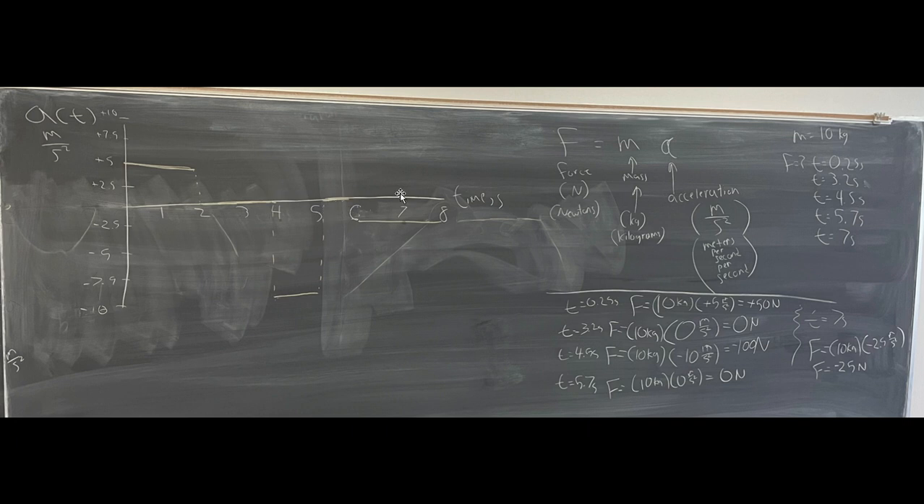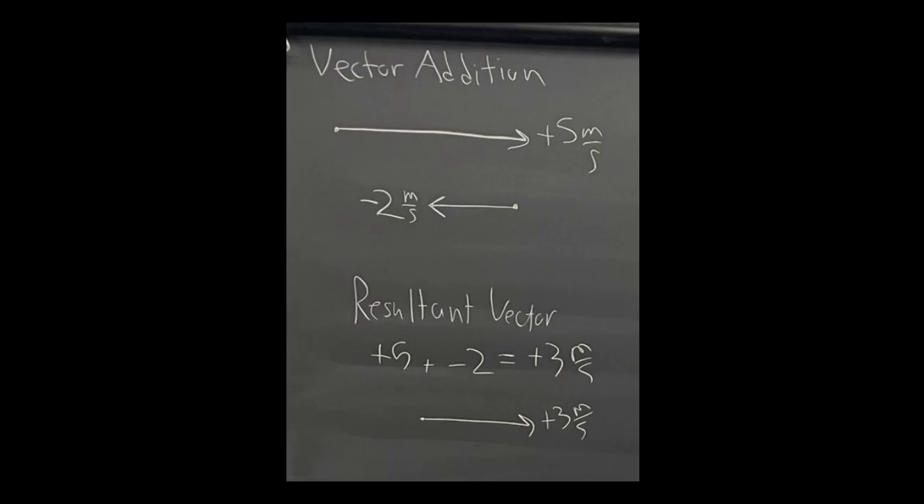And for 7 seconds, we're along this region. It could have been 7.1 seconds, 7.8 seconds, doesn't matter. But we're touching this region right here. Therefore, the force would be 10 kilograms times -2.5 meters per second squared, or a force of -25 newtons.